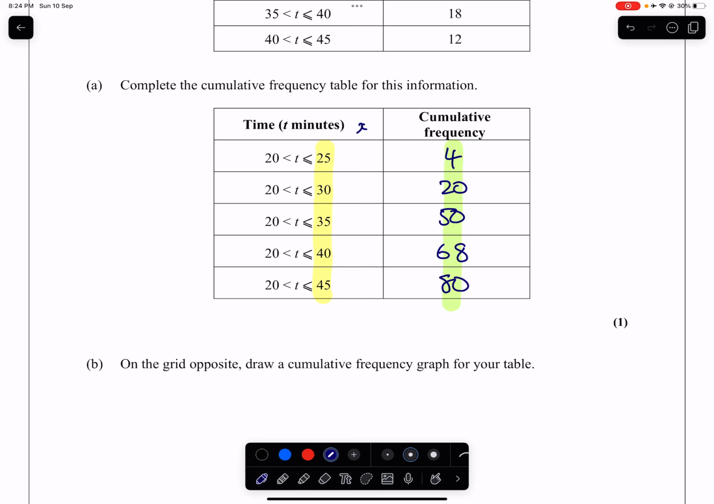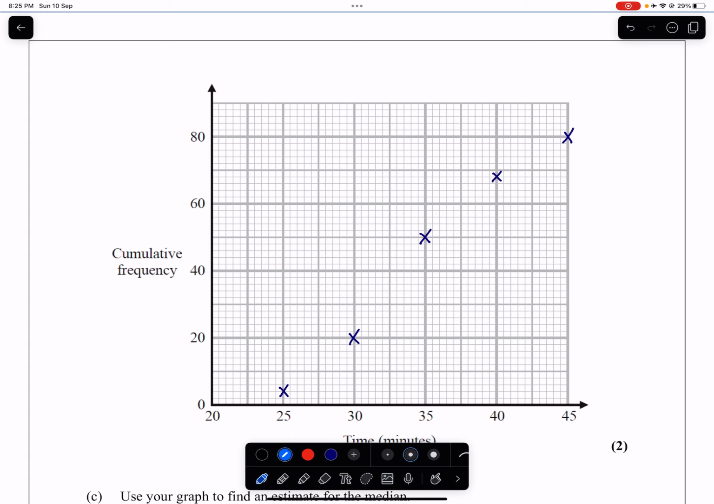We have 40,68, which will be here. And lastly, we have 45,80, like so. So those are our points. The graph itself is going to be an S-shaped curve going through all this.